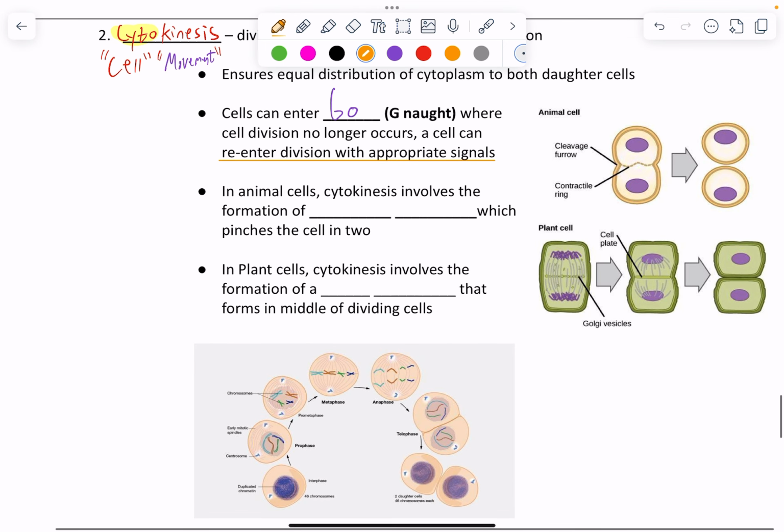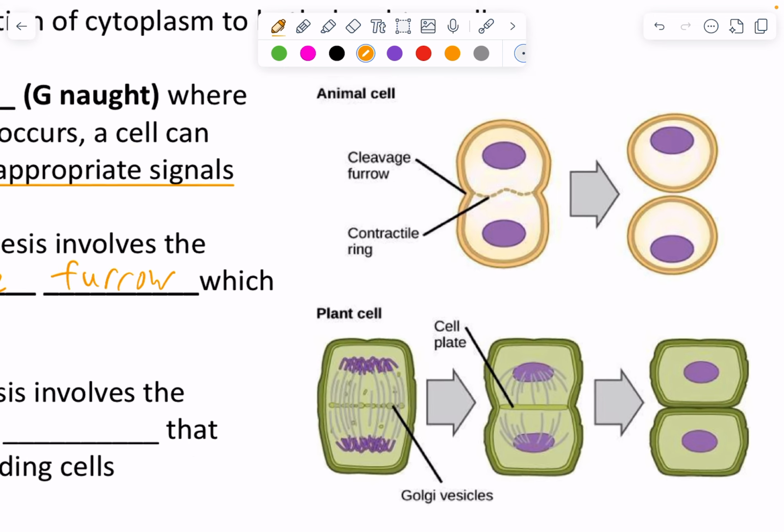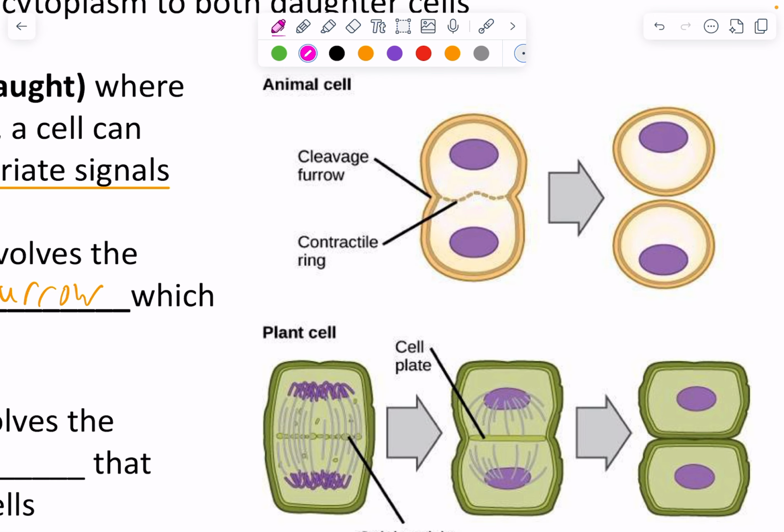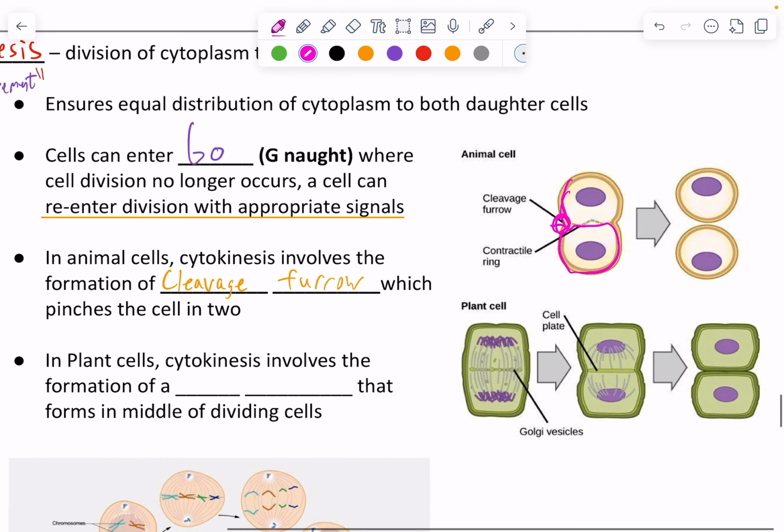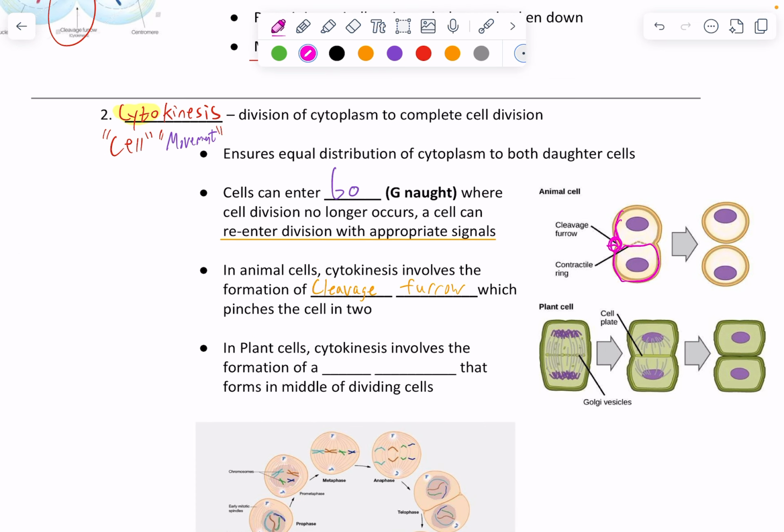And so cytokinesis is different in animal cells and plant cells. In animal cells, it's called a cleavage furrow, which just pinches the cell in two. I always say it kind of looks like a peanut, but it pinches. So there's a cleavage furrow, pinches, and then eventually we'll separate them in an animal cell, right?